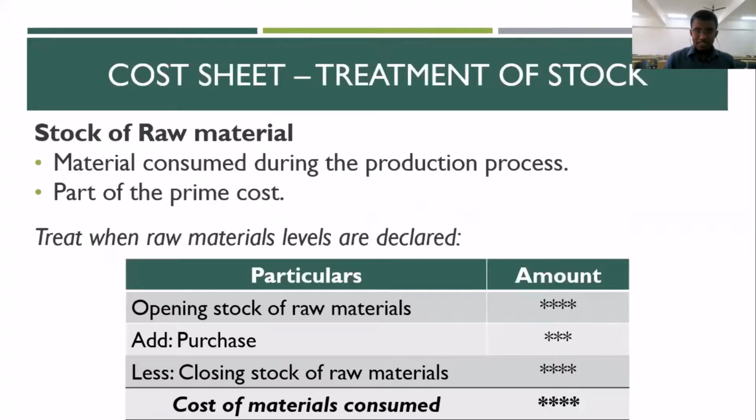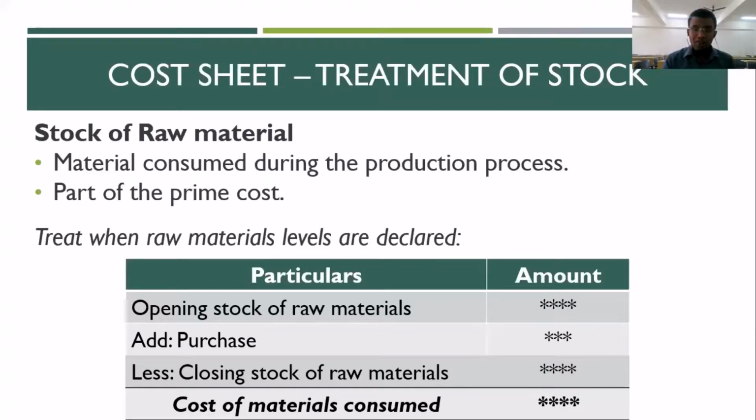Now, raw material refers to the material that is consumed during the production process. We are talking about the input that is consumed during the course of production. Since it is a part of your production process, stock of raw material would be a part of your prime cost. I'll repeat, the stock of raw material would be a part of prime cost.